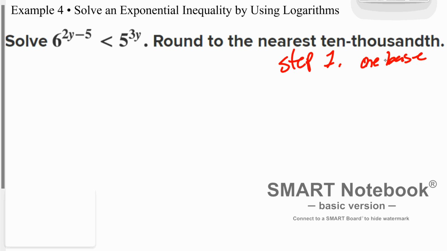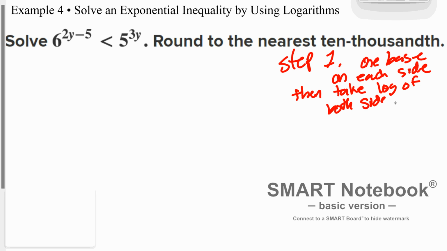And once you have one base on each side of the inequality or the equal sign, then you can take the log of both sides. So take the log of both sides, and you can take the common log. So I just take log 6 raised to 2y minus 5 is less than, or you can put an equal sign for now, it doesn't matter, log 5 raised to 3y.